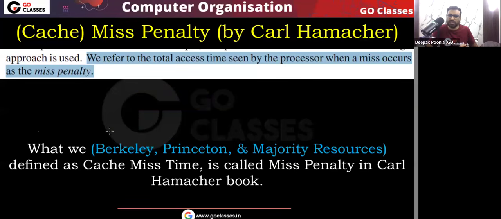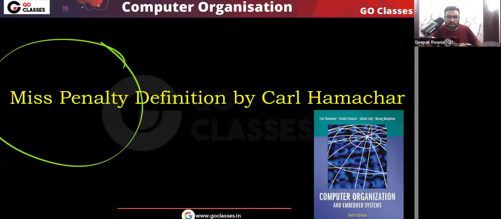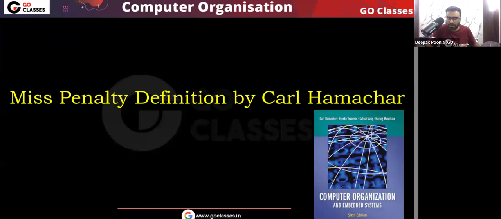Yes or no? So this is the only difference. I am just saying that the miss penalty definition by different authors can be different. But the miss penalty definition that we have seen so far in the previous lecture is the most widely used in most of the standard books by most of the authors.